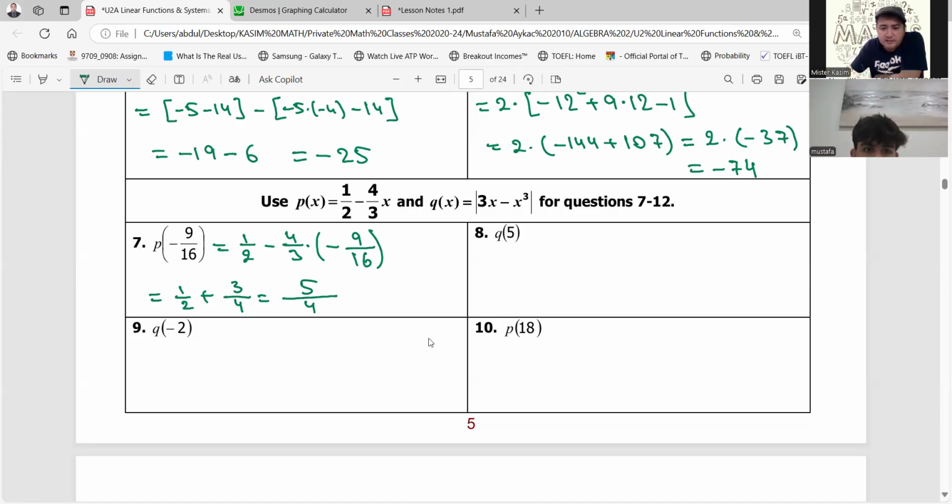And how about this question 8? You will do 9 and 10, okay? Question 8, Q of 5 equals, so our function is this, absolute value, 3 times 5 minus, and here we have 5 cubed, which is equal to 15 minus 5 cubed, 125. And 15 minus 125 is negative 110. And absolute value of negative 110 is 110.